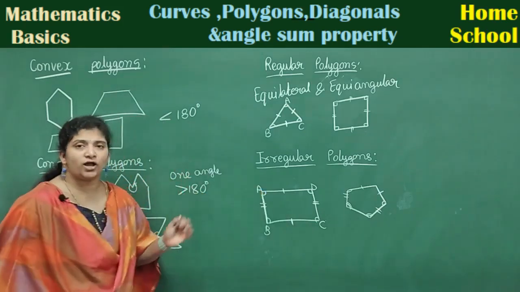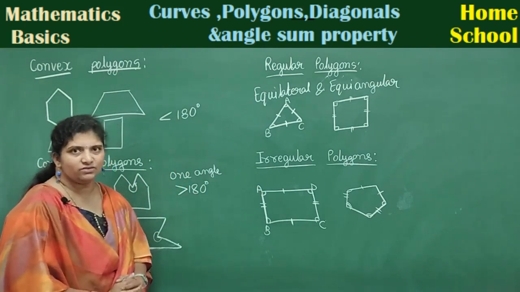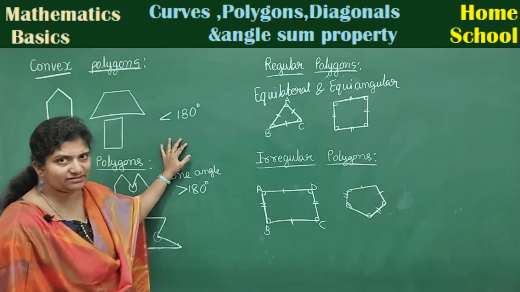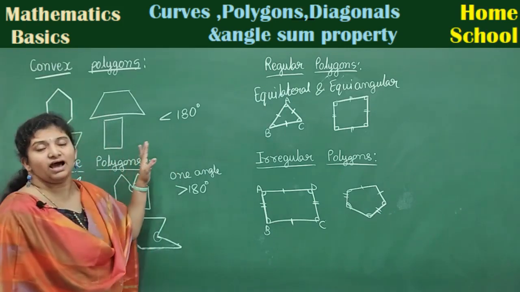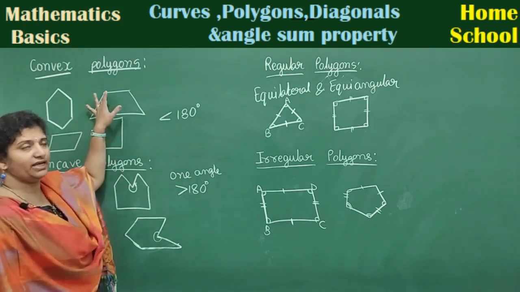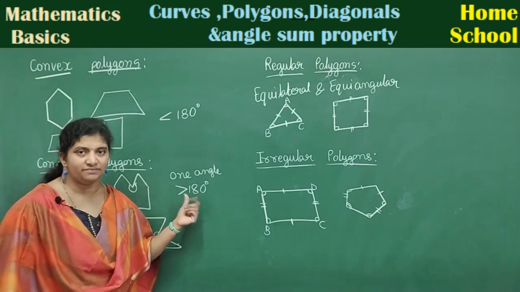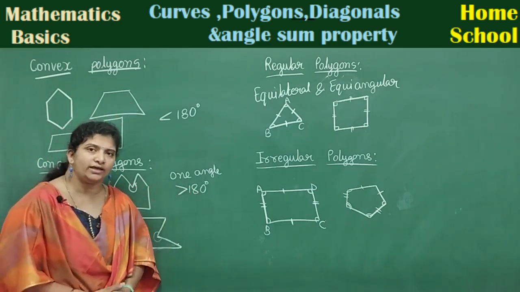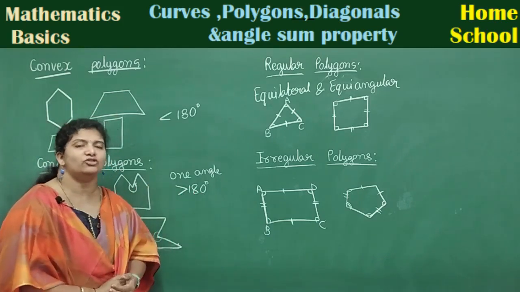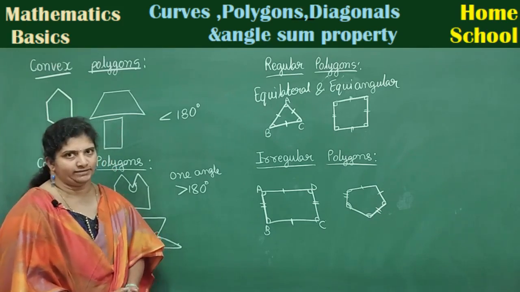What are convex polygons? The angles inside, interior angles. All about the interior angles. The angles are less than 180. This angle is less than 180. Every angle in a polygon is less than 180 degrees. What is a concave polygon? If any one angle is more than 180, then that type of polygon is called a concave polygon.